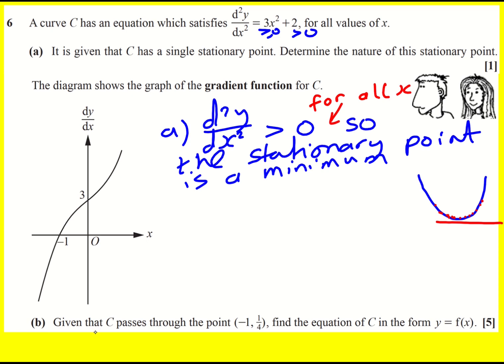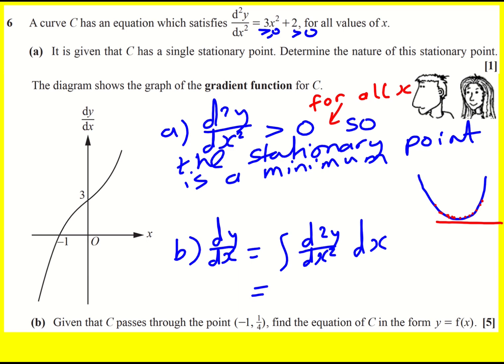In B, we're given that the curve C passes through the point (-1, 1/4), and we're asked to find C. Well, the first thing is that we need to just find dy by dx, and that's going to involve some integration. So actually, dy by dx is going to be the integral of the second derivative. You don't normally write this, but that is what we're doing.